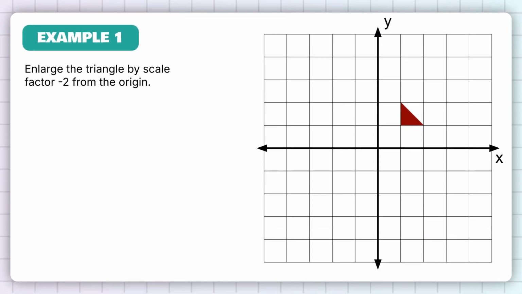For example, if a triangle with vertices at (1, 1), (2, 1) and (1, 2) is enlarged by a scale factor of -2 from the origin, the new vertices will be at (-2, -2), (-4, -2) and (-2, -4). Remember from our previous lesson that when enlarging about the origin, we simply multiply the coordinates of each point by the scale factor. This still works for negative and fractional enlargements.